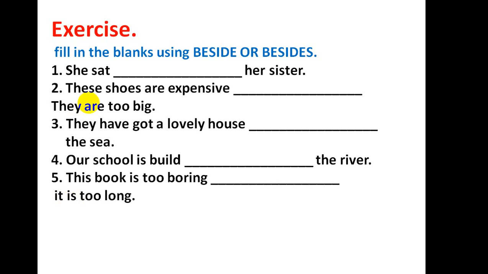Number 2. These shoes are expensive. Expensive means kali. So dash, they are too big. So the correct answer is besides. Apart from being expensive, they are also big. So the correct answer for number 2 is besides. So I expect you to answer the rest of the numbers.